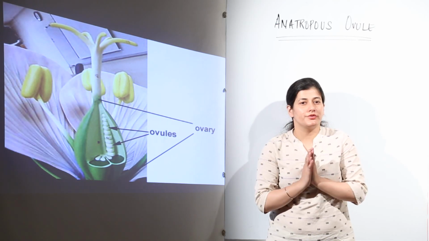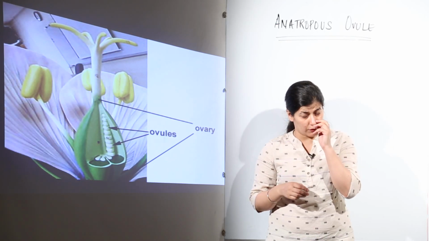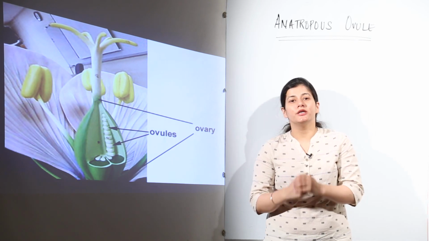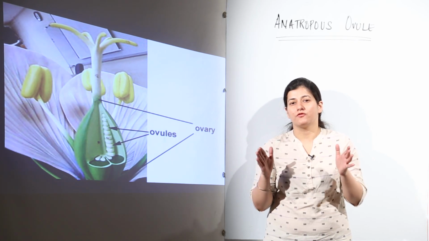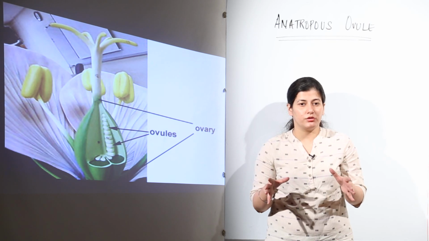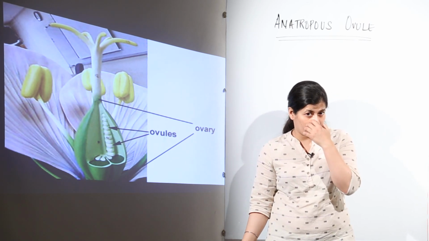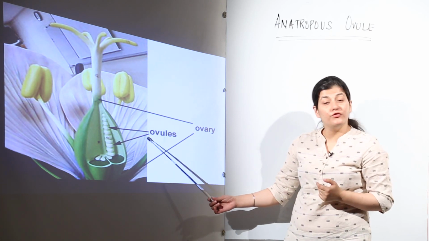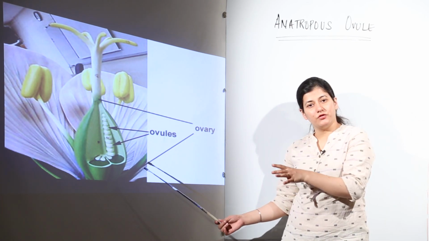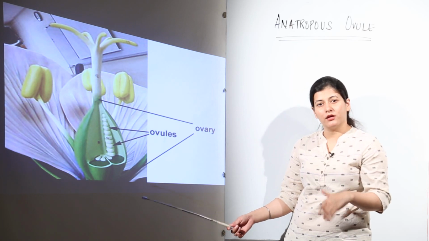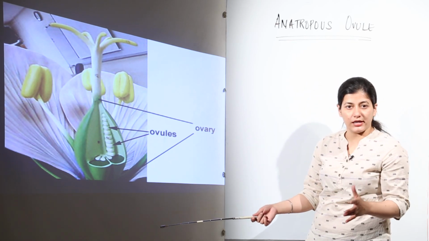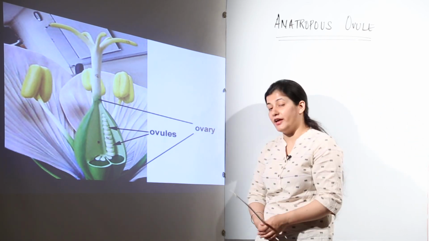Now we are going to deal with that part of the gynoecium which bears the female gametophyte. Okay, so we are dealing with the ovary over here. Inside the ovary we have ovules. Inside these ovules you are going to find the embryo sac, otherwise known as the female gametophyte, and inside it you are going to find the egg.